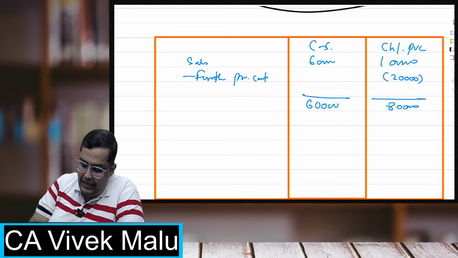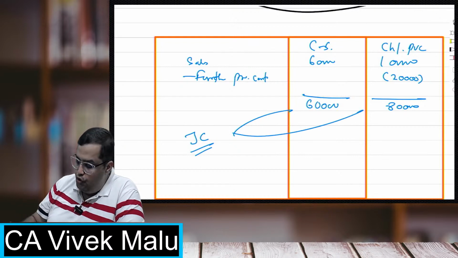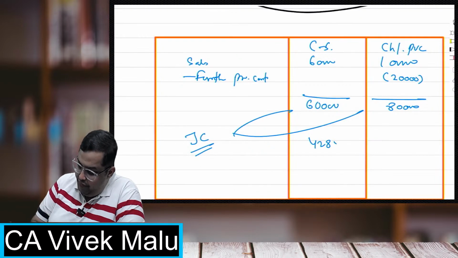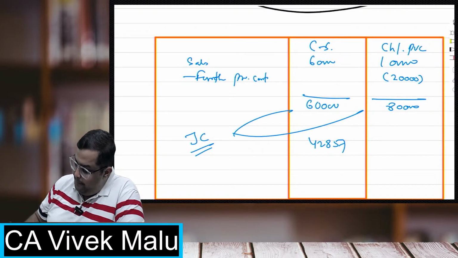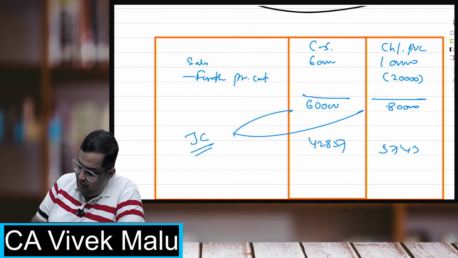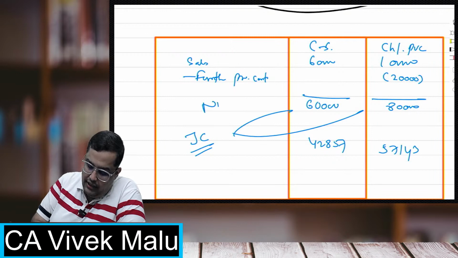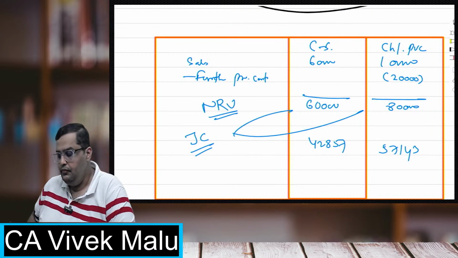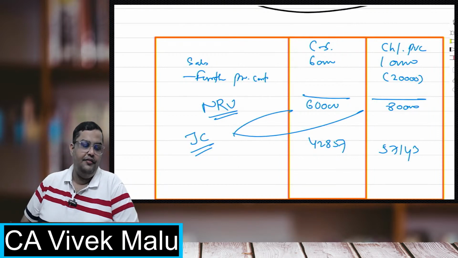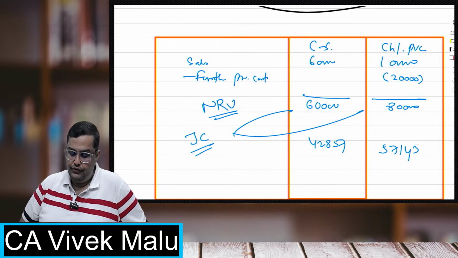Now dividing this 1 lakh joint cost in this ratio, 60 is to 80, 3 is to 4. So 1 lakh divided by 7 into 3 is 42,857, and the other is 57,143. So this is how the joint cost will be distributed, in the ratio of their net realizable value. Okay, so this is the first part of the question, dividing the joint cost among the two products.